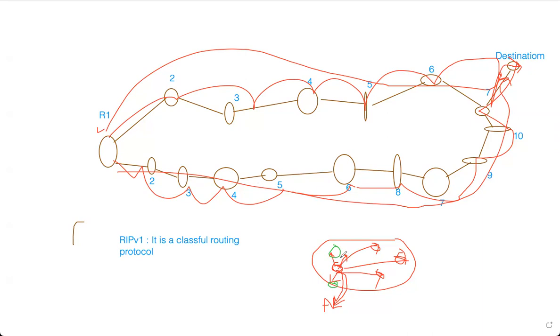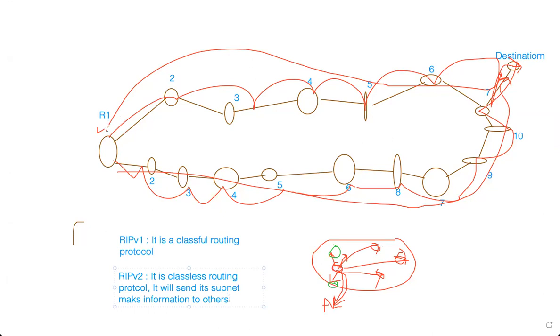is a classless routing protocol. RIP version 2 is a classless routing protocol. Meaning it will send its subnet mask information to others. That way, its message is sent to only its peers.